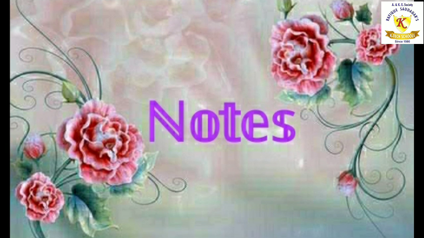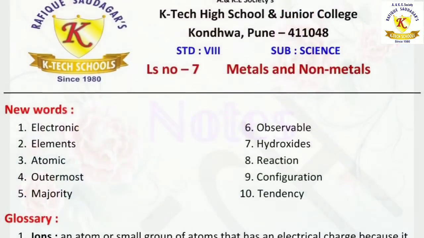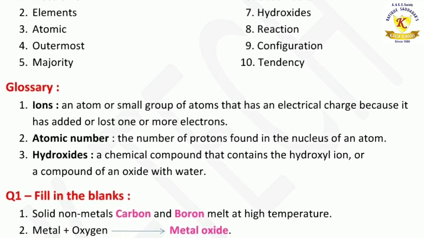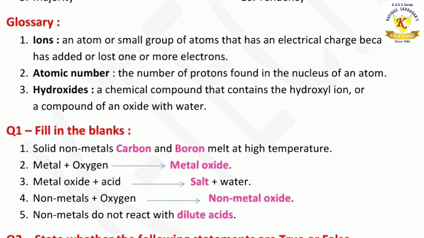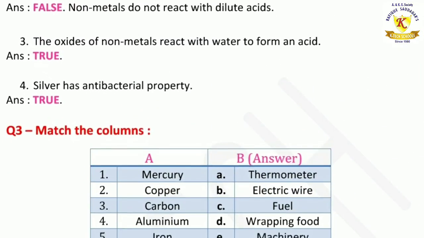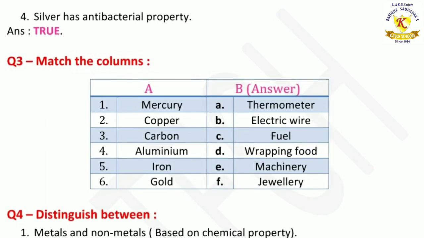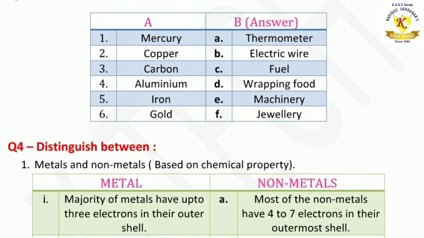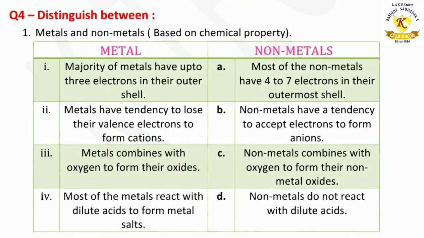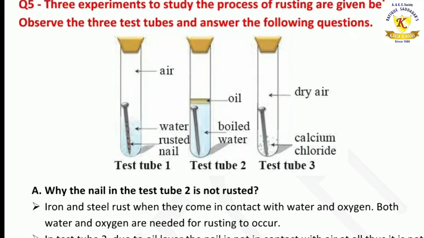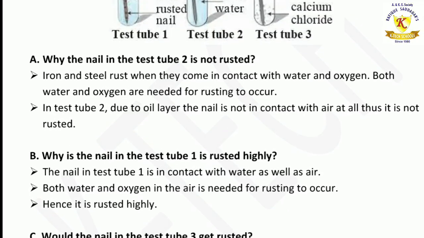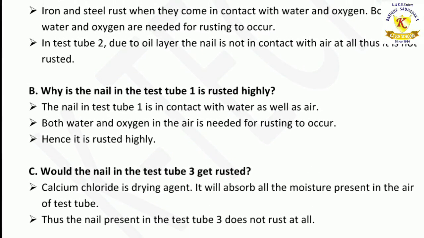Let's check the notes. First, new words, then we will write glossary. Question number 1, fill in the blanks. Question number 2, state whether the following statements are true or false. Followed by question number 3, match the columns, then distinguish between metals and non-metals based on chemical properties. Question number 5, we need to write the 3 experiments to study the process of rusting and answer the following questions.